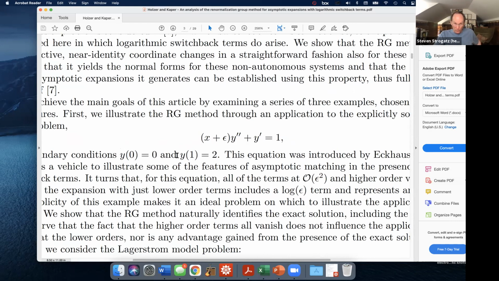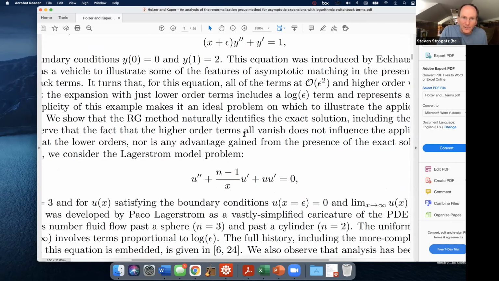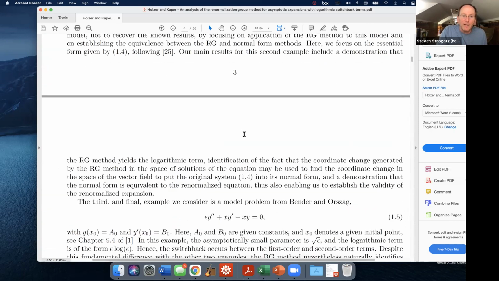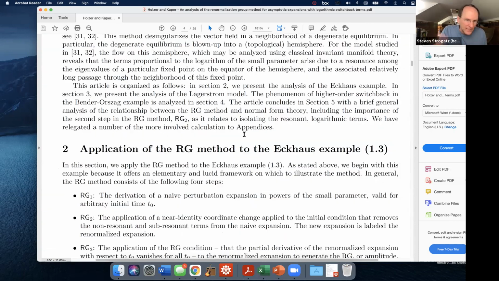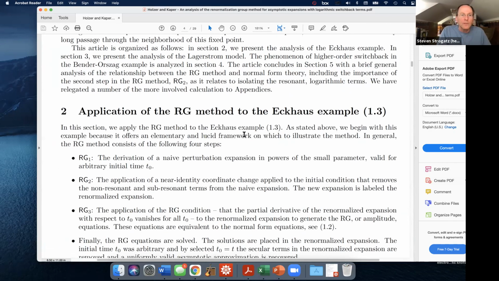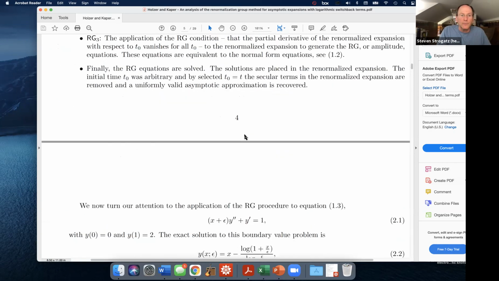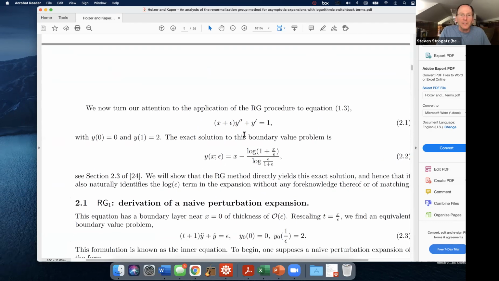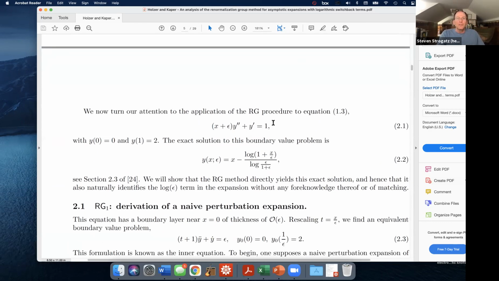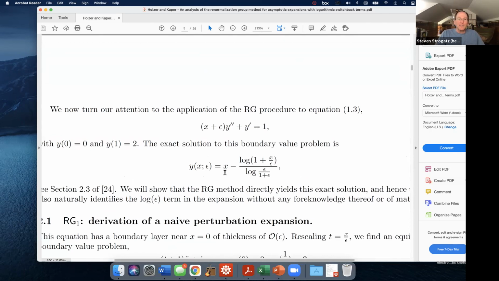Y0 is 0, Y1 is 2. It turns out this logarithmic switchback phenomenon occurs in this differential equation. And so they show how to analyze it in this section of their paper. It's, I guess, an example due to Eckhouse. So what do they do? Here's the problem we're interested in. This turns out to be the exact solution. It's got these funny logarithmic terms with lots of log epsilon stuff in it.